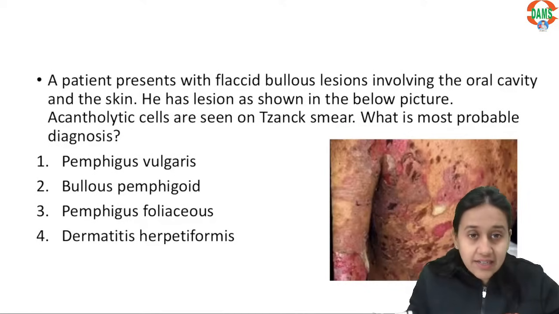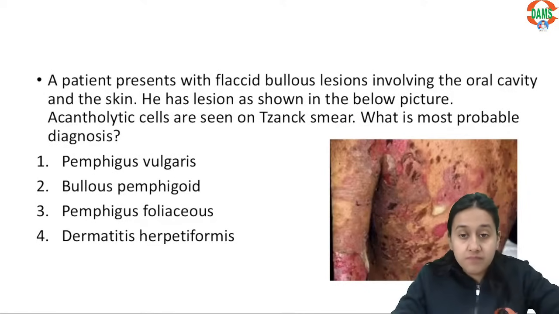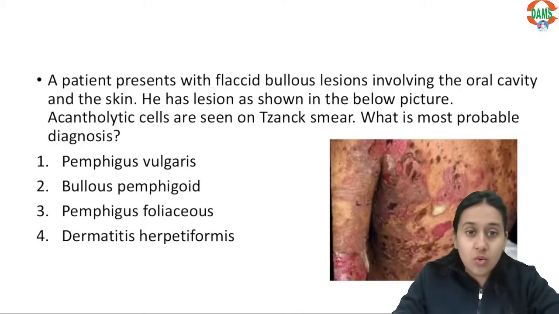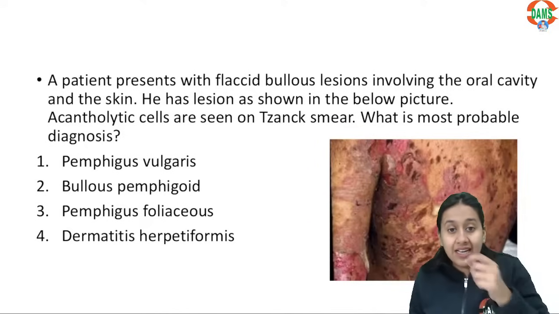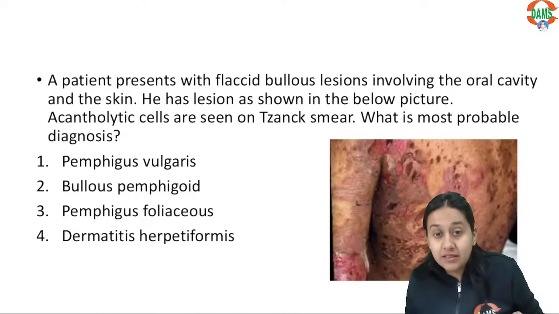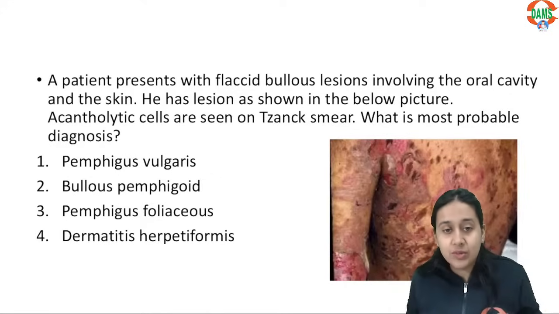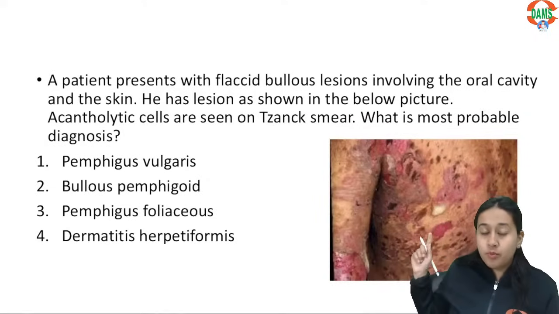The correct answer of this question, now let's read the question together. We have a patient who presented with flaccid bulla, which involves the oral cavity and the skin. He has lesions as shown in the picture below. You have acantholytic cells when you do a Tzanck smear. So, a lot of clues are given in this question. What is the most probable diagnosis?